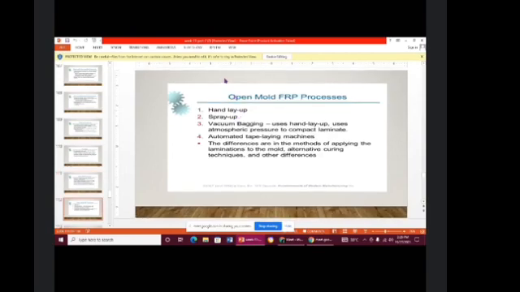So the open mold or the FRP process has four methods. The hand layup, the spray up, the bagging, which uses atmospheric pressure to compact the laminate, and number four is the automated tape laying machine. The differences are in the methods of applying.